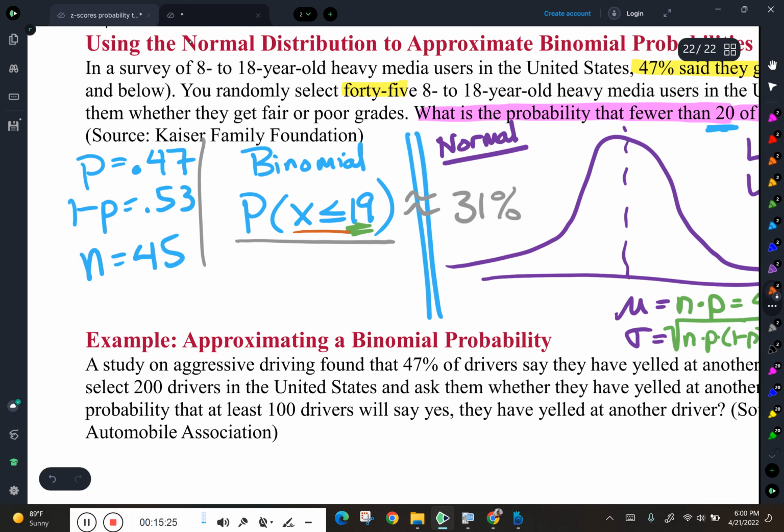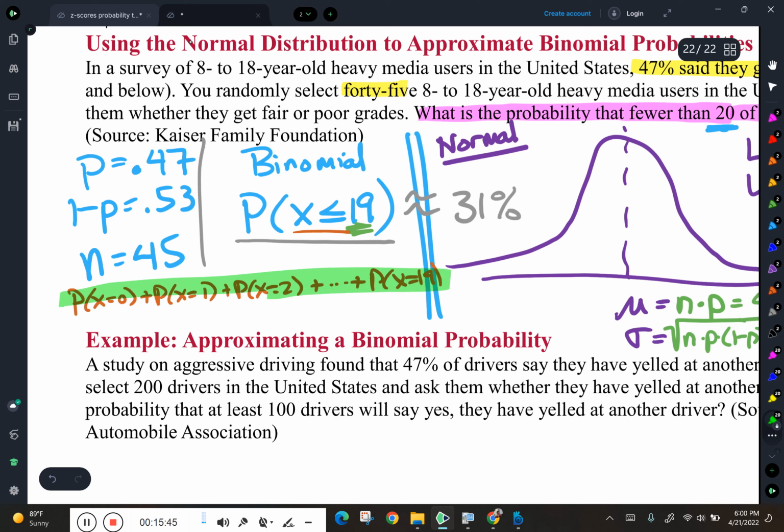To do less than 19, you'd have to find the probability that x equals 0, plus the probability that x equals 1, plus the probability that x equals 2, and so on, all the way up to the probability that x equals 19. And you'd have to do every single one of these things by hand because you didn't have a calculator. Now, yeah, you could do that, but that's a lot of work.